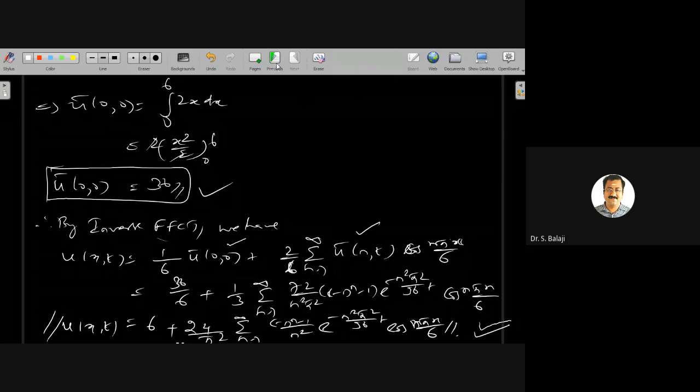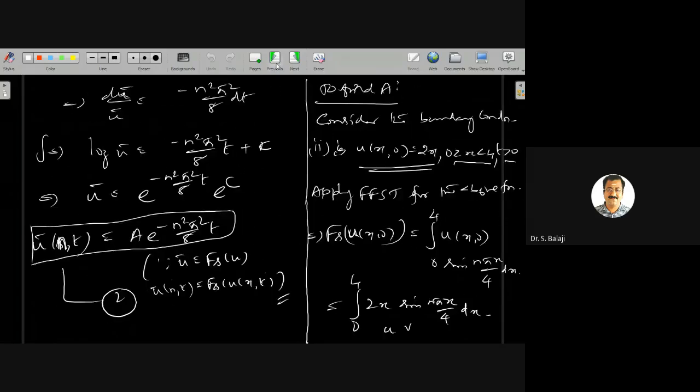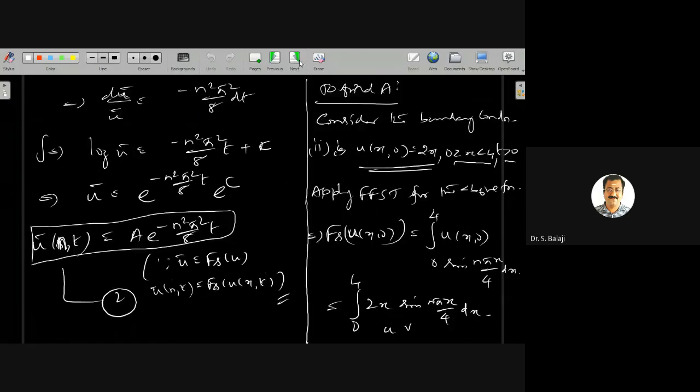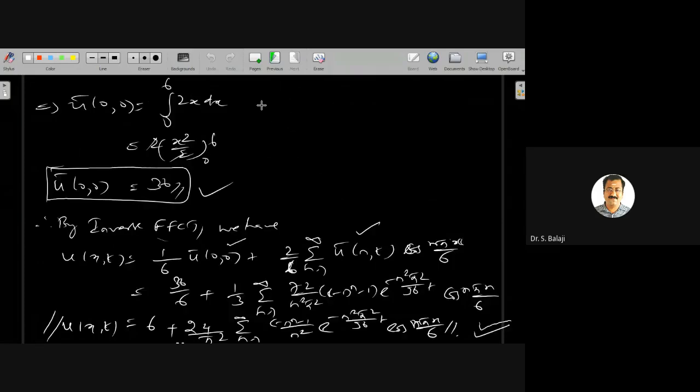These are the examples based on the finite Fourier cosine transform and finite Fourier sine transform. To apply the finite Fourier cosine and sine transforms on the one-dimensional heat equation, we require these 4 results here. These 2 are obvious; you have to remember them. Sine transform means only u of 0, t and u of L, t. Cosine transform means the partial derivatives of u at L, t and 0, t. Only these change. The main technique is as usual. Finally you have to take the inverse finite Fourier cosine or finite Fourier sine transform.